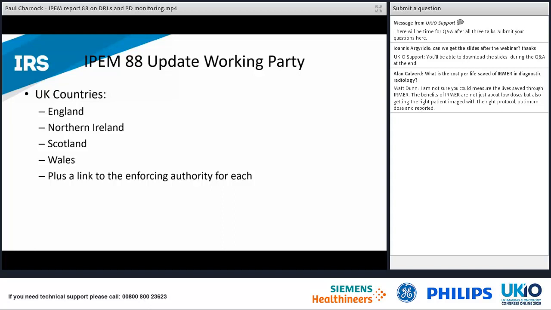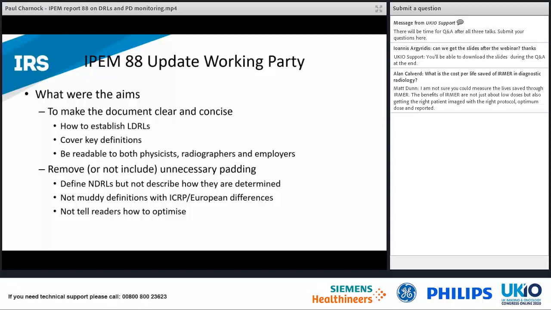Okay, so that's a description of the composition of the working party and who we've got links with and what we're aiming to cover. But what are the overall aims of the working party? Well, we want a document that is clear and concise, just like the previous one was. We want it to be straightforward. How do you establish local diagnostic reference levels? What do you do with local diagnostic reference levels?